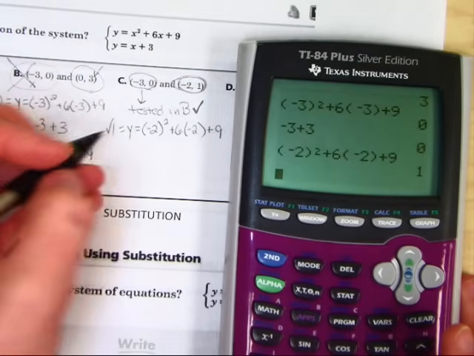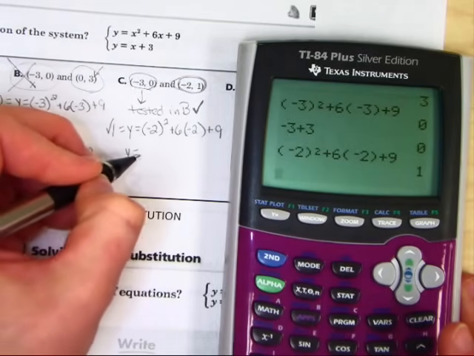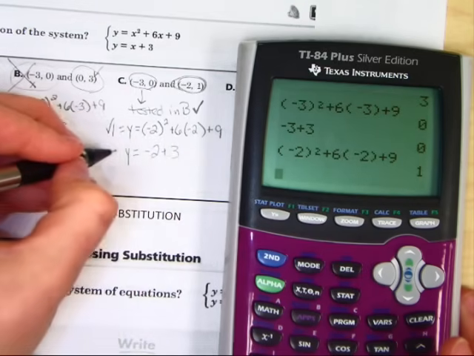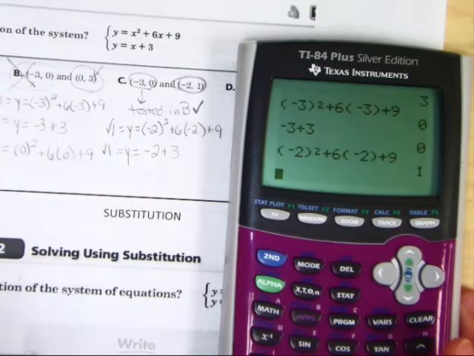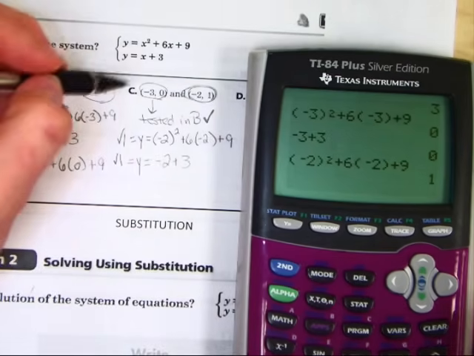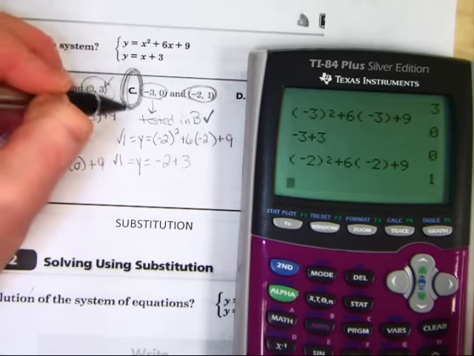Let's try it in the second equation. Y equals negative 2 plus 3. What's negative 2 plus 3? 1. It works in the second equation. Since both points work in both equations, the answer is C.